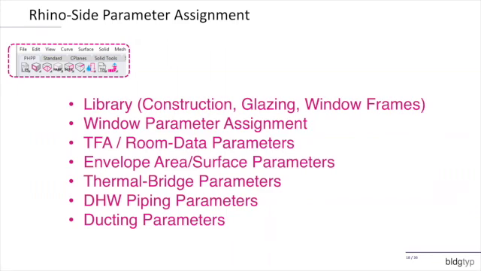This includes things like windows. Obviously, it's going to include opaque surfaces. That's all going to be really important. It's also going to include things like TFA surfaces, so interior room geometry, room data, volumes, that kind of thing. Thermal bridge information, so we can tag individual edges with thermal bridge information. Domestic hot water piping, so I like to do a lot of stuff in Rhino, so I actually draw in piping using simple curves. You can tag that with all sorts of information about diameter and insulation, and the same goes for ducting, so we can also do a lot of ducting information there.